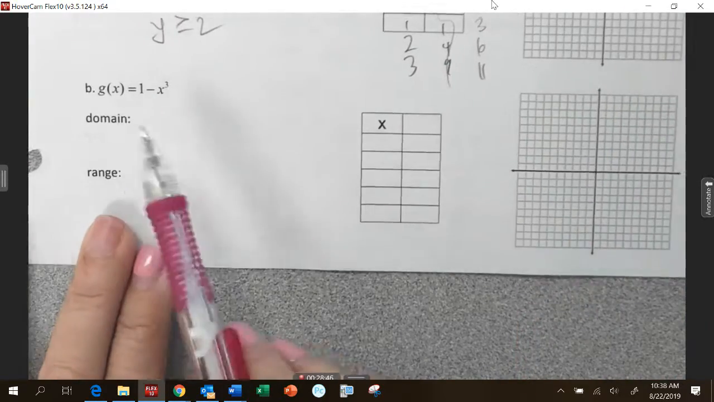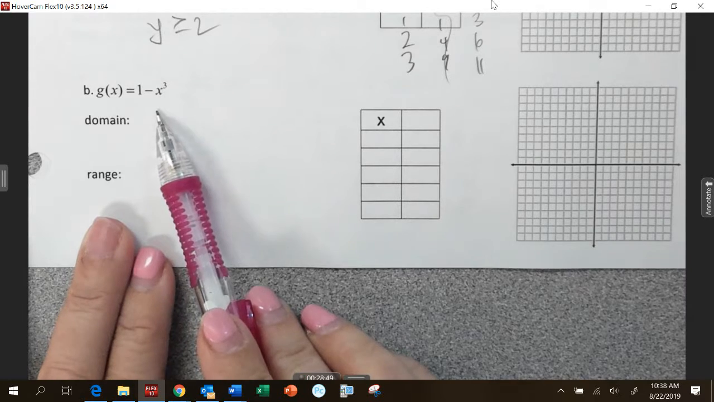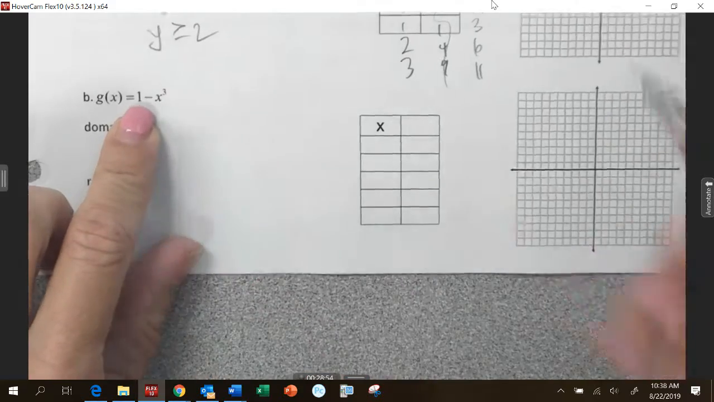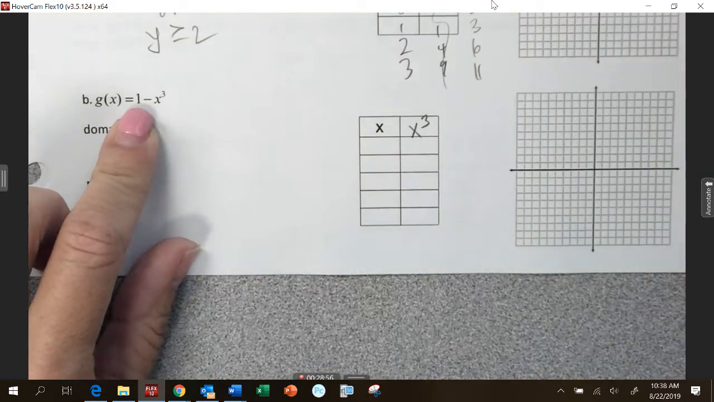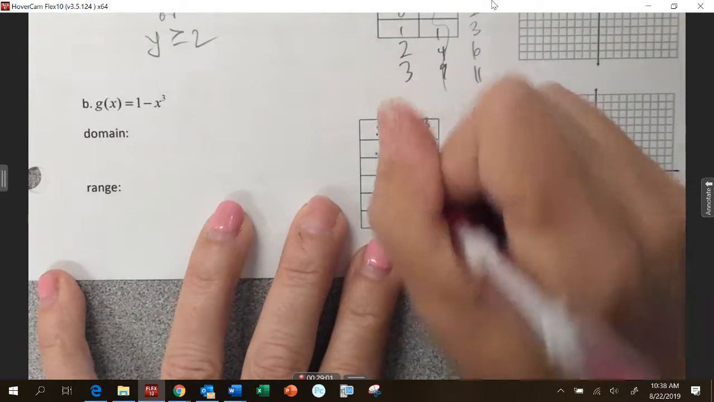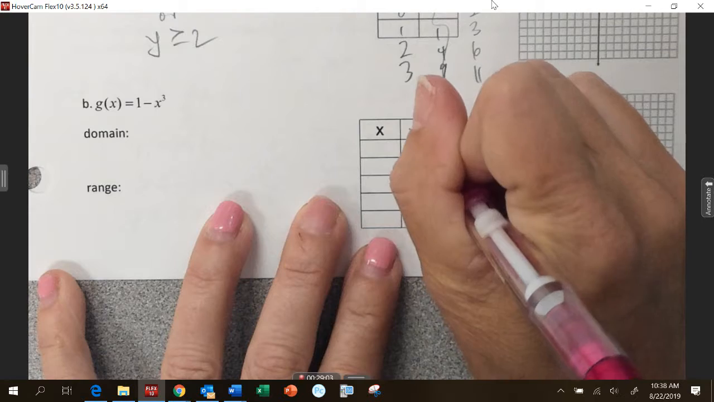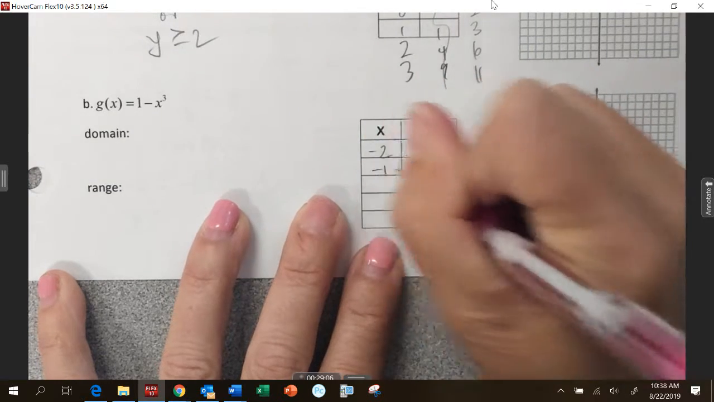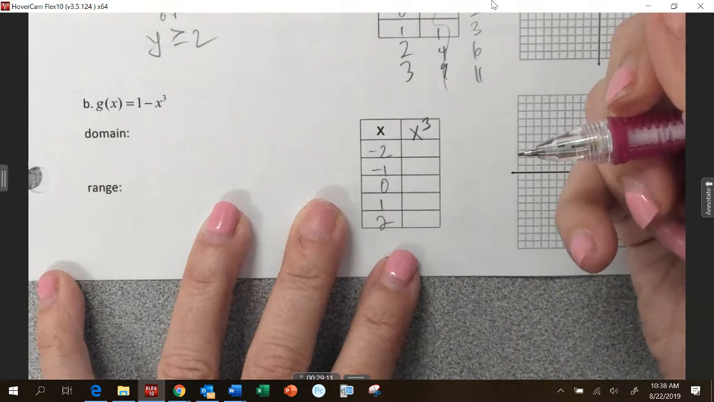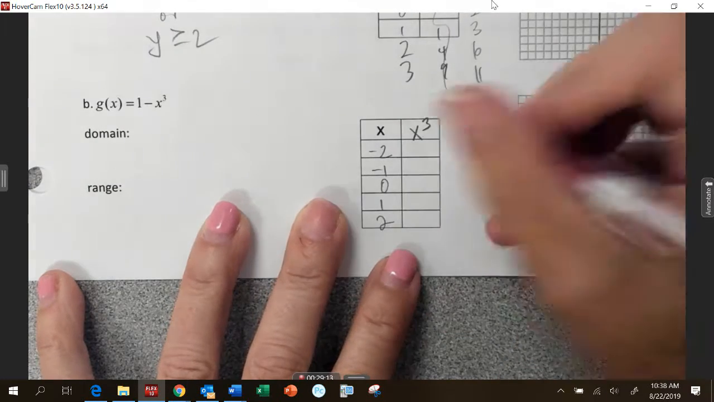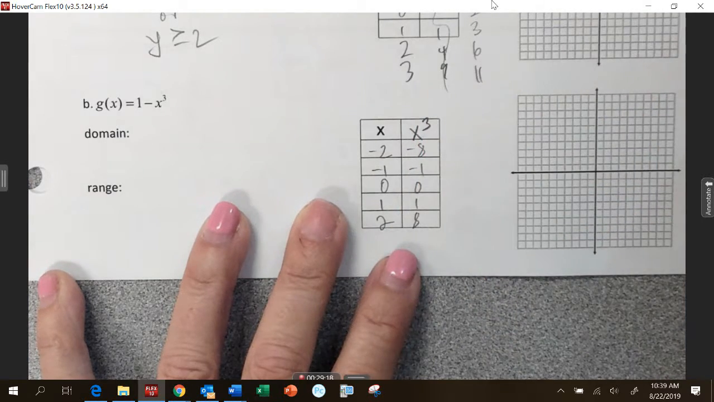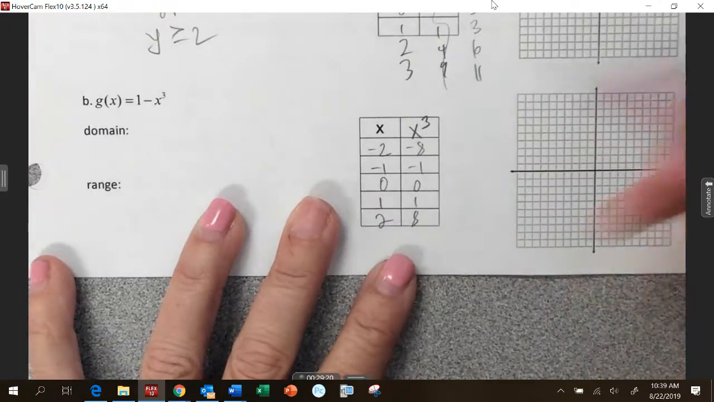All right, so next one. We're going to look at this, and you're going to determine what's the parent function. Cubic. So I'm going to do this using a transformation table. You can do it however you learned it, that is fine. Since it's cubic, I'm going to choose numbers that are easy to cube: -2, -1, 0, 1, 2. If I don't have those memorized, then I just use my brain and say, what numbers can I cube easily? Then I will cube them: -8, -1, 0, 1, 8. So that's just the cubic parent function.